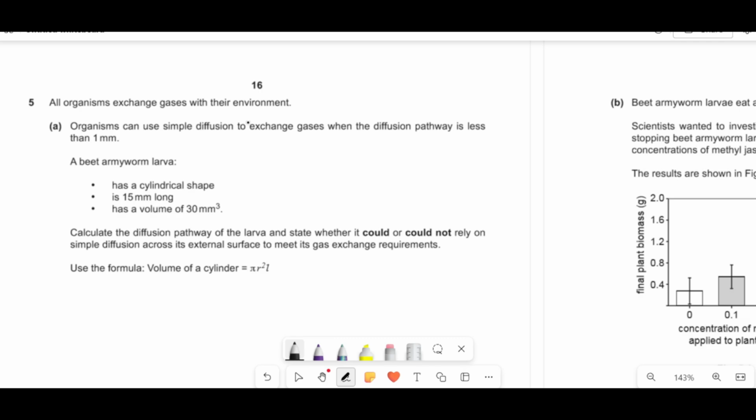So all organisms exchange gases with their environment. Organisms can use simple diffusion to exchange gases when the diffusion pathway is less than 1 millimeter.